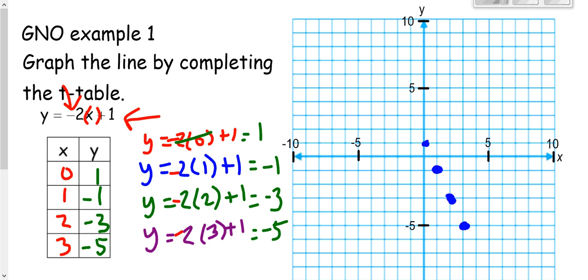Okay, we've got our points. Now we can draw our line. So I'm going to draw a line to connect through those dots. Remember, you want it to go all the way through the graph. This is why we use a straight edge. There we go. And then what's the last thing we need? We need arrows on the end. And why do we put the arrows on the end? Because it goes on forever in both directions.